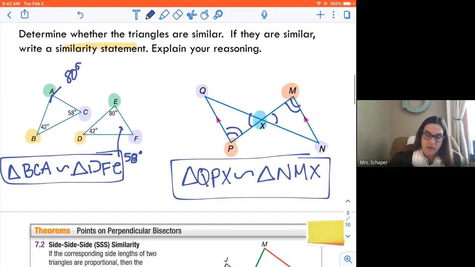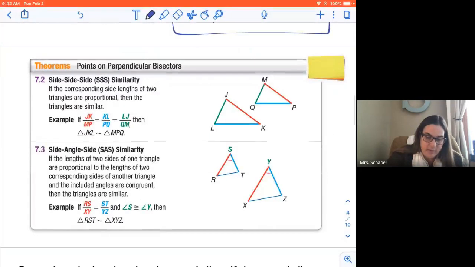All right, here we go. I'm not sure where this points on perpendicular bisectors thing comes in. So that's just a typo.